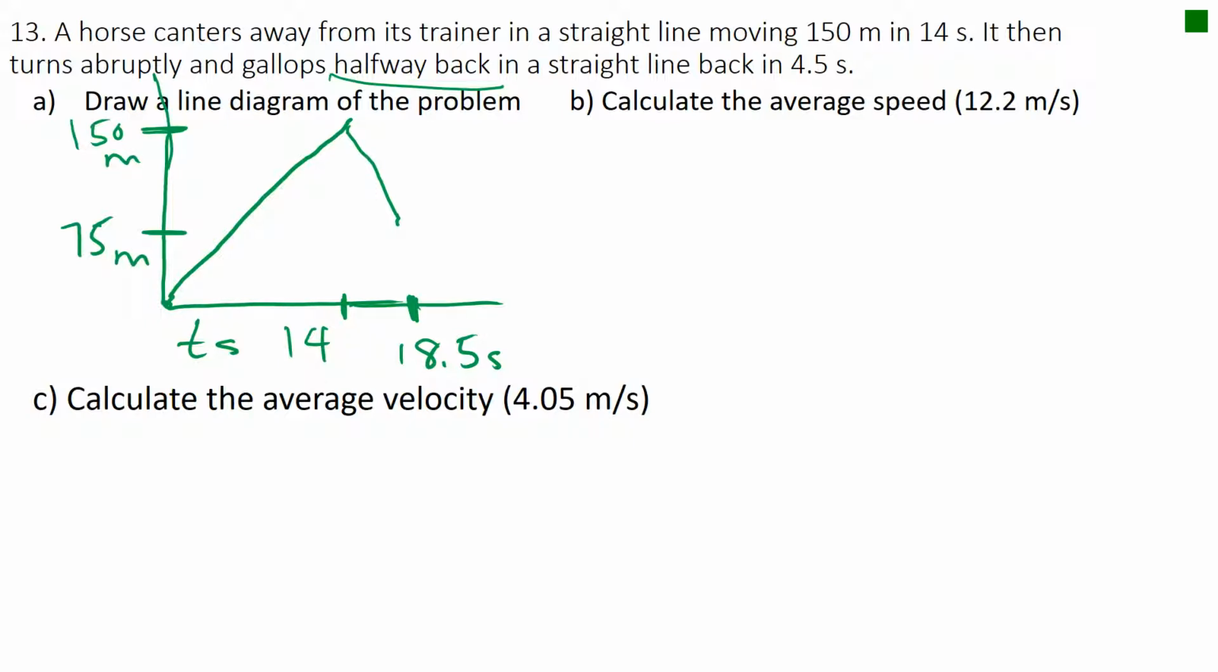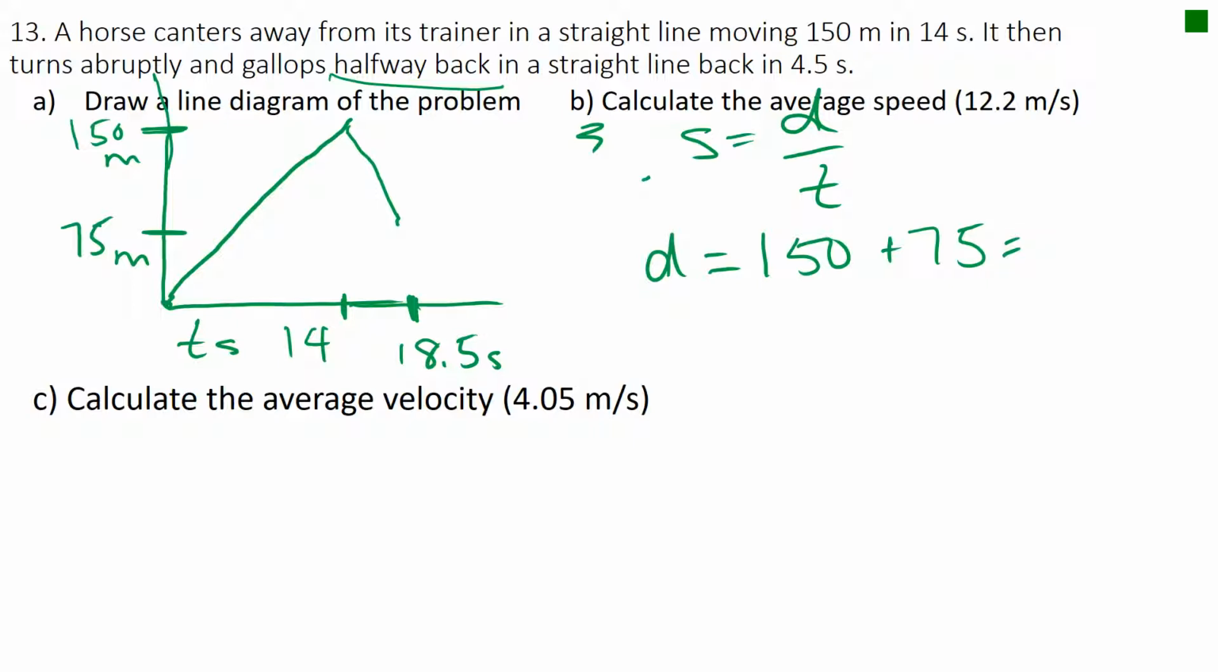Okay, so for B, we want to calculate the average speed. Okay, so the average speed is total distance over total time. So we're going to use the equation S equals D over T. D is equal to 150, the first leg, plus 75, the second leg, which gives us 225 meters.